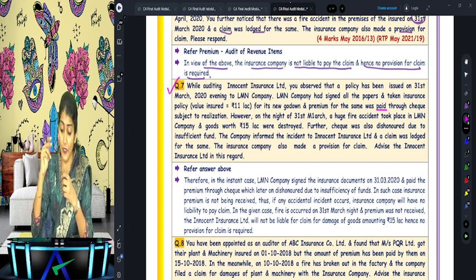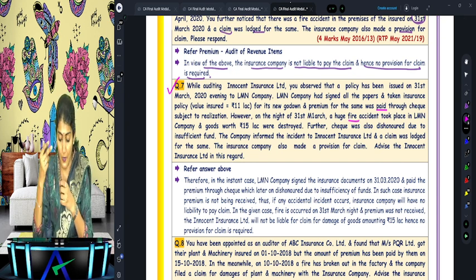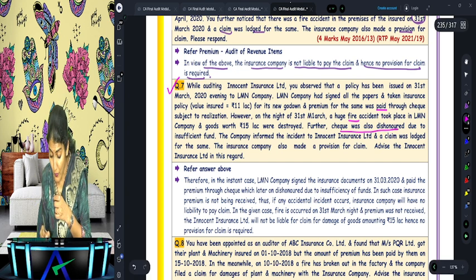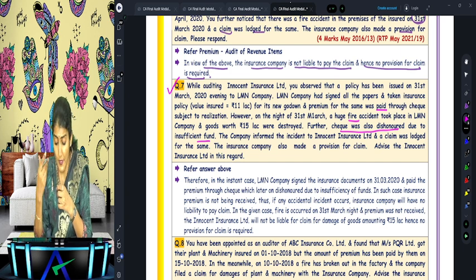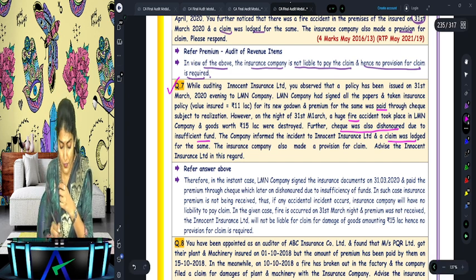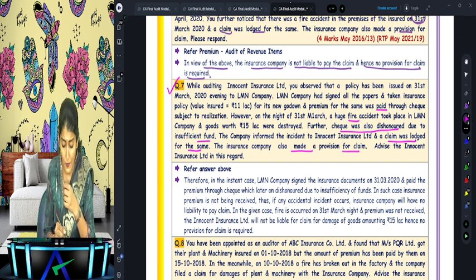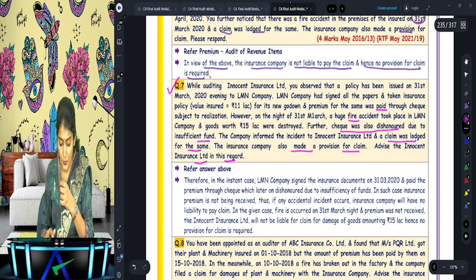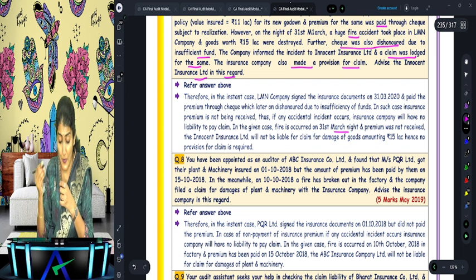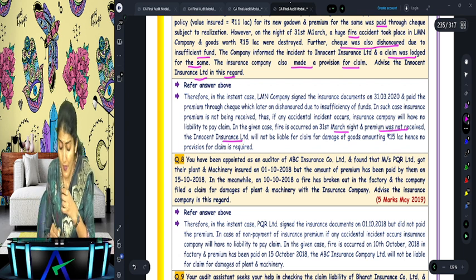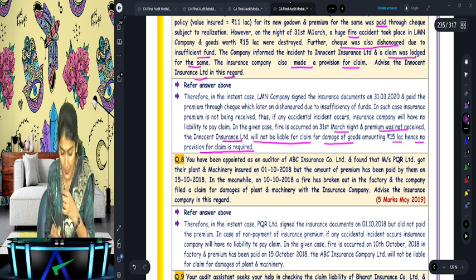However, on the night of 31st of March, a huge fire accident took place in Element Limited and goods worth 15 lakh were destroyed. However, the check was also dishonored due to insufficient fund. The company informed the incident to Innocent Insurance Limited and a claim was lodged for the same. The insurance company also made a provision for the claim. Advise the Innocent Insurance Limited in this regard. Do they need to make a provision for the claim? No. What does it say? Fire occurred on 31st March and premium was not received. The Innocent Insurance is not liable for the claim for damage of goods amounting to 15 lakh and hence no provision for claim is required.